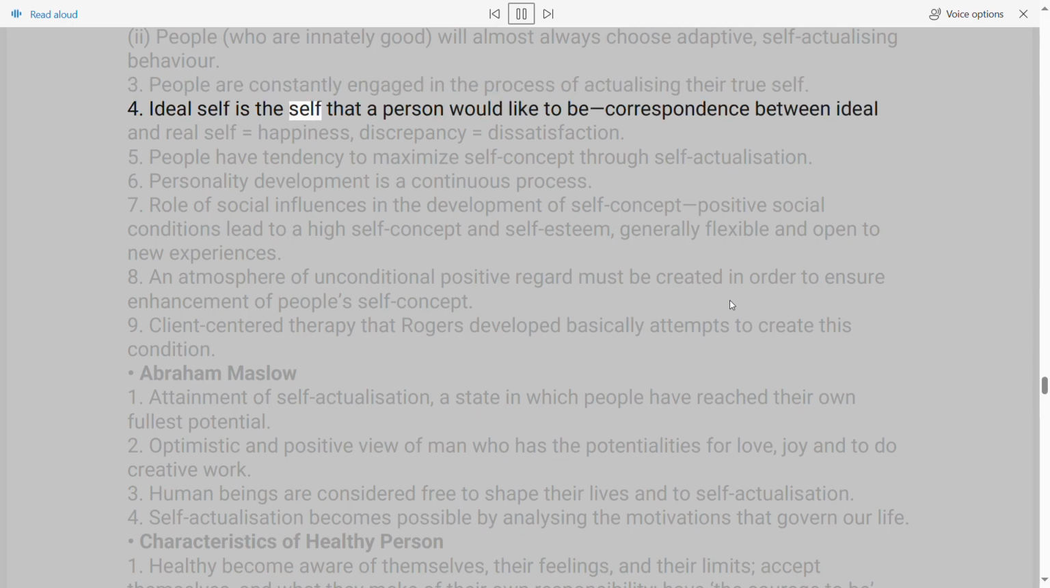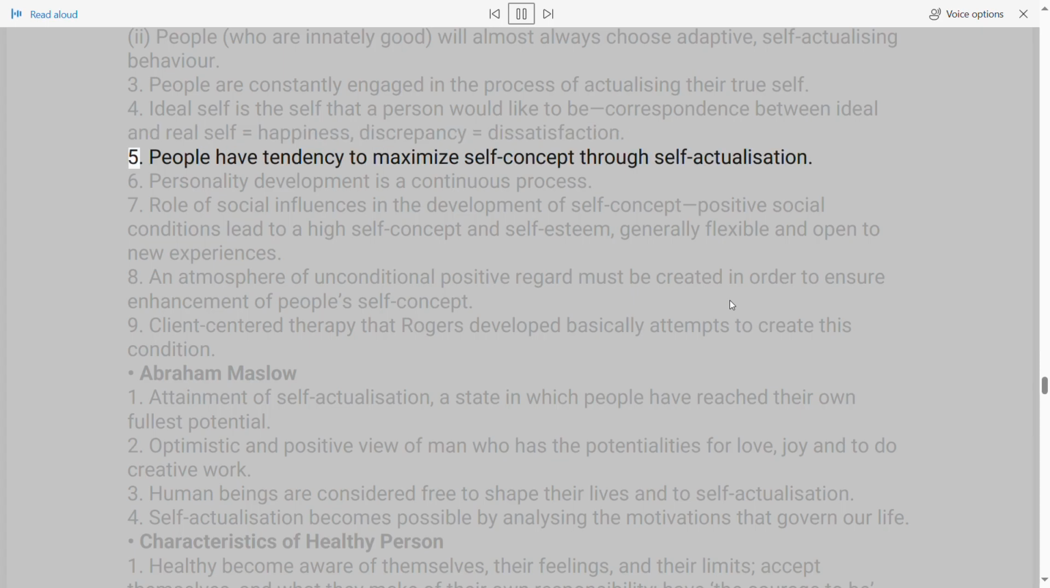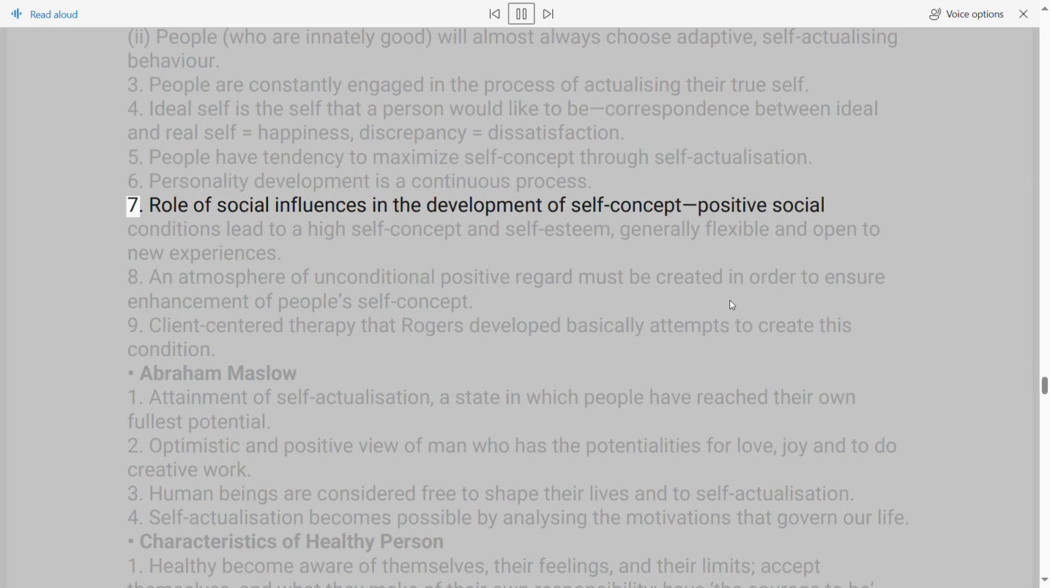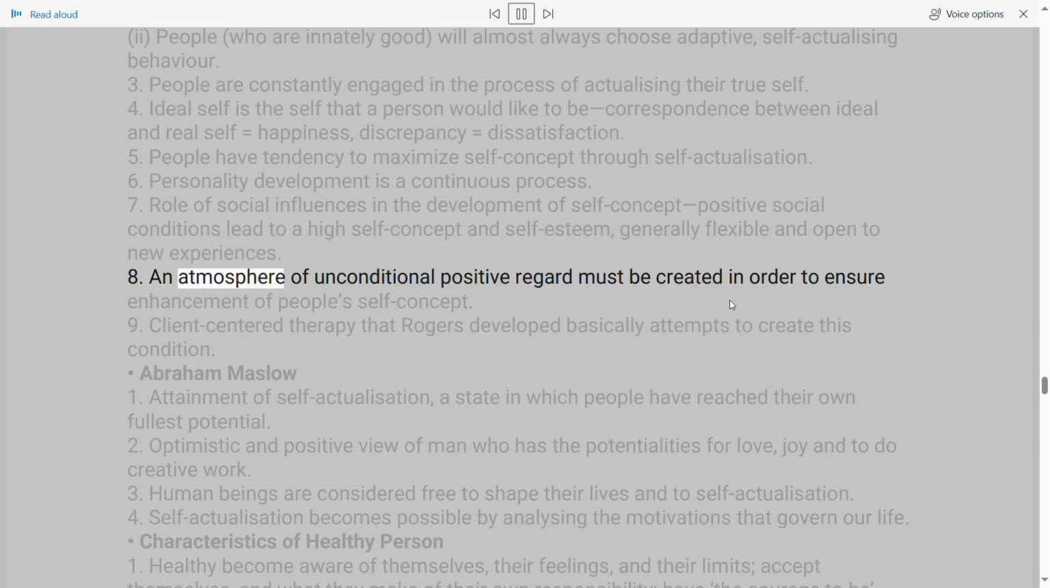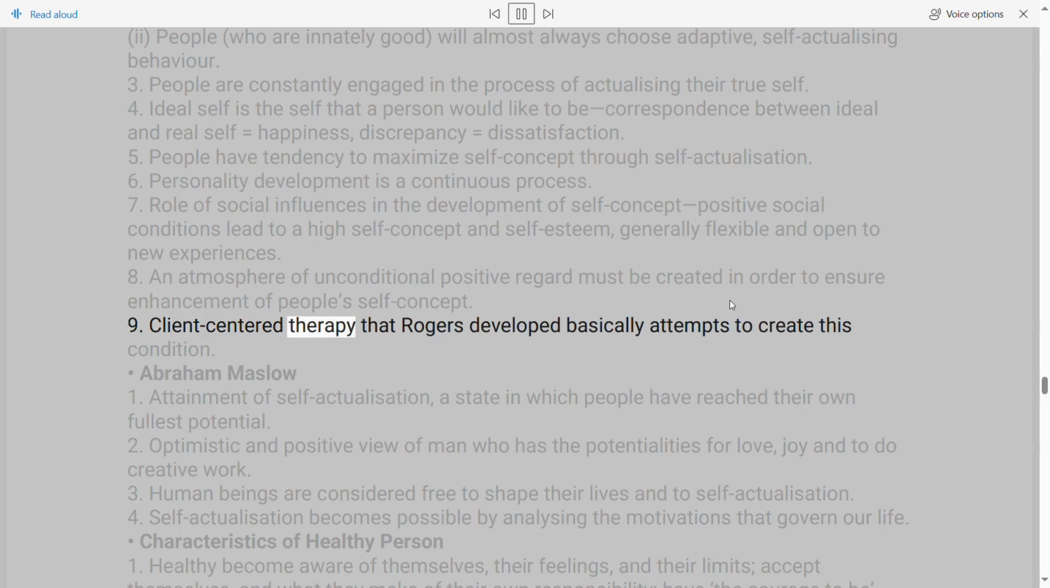4. Ideal self is the self that a person would like to be. Correspondence between ideal and real self is equal to happiness. Discrepancy is equal to dissatisfaction. 5. People have a tendency to maximize self-concept through self-actualization. 6. Personality development is a continuous process. 7. Role of social influences in the development of self-concept: positive social conditions lead to a high self-concept and self-esteem, generally flexible and open to new experiences. 8. An atmosphere of unconditional positive regard must be created in order to ensure enhancement of people's self-concept. 9. Client-centered therapy that Rogers developed basically attempts to create this condition.